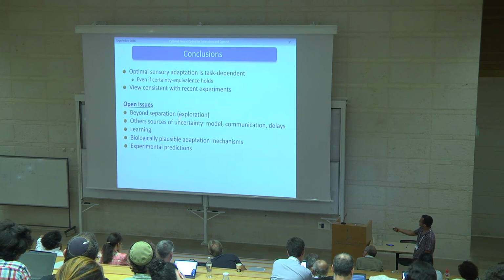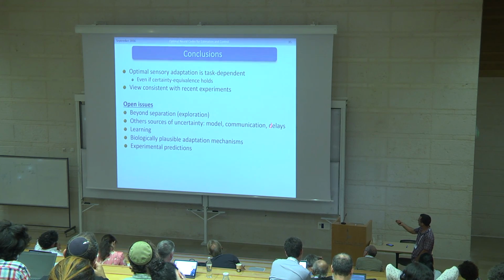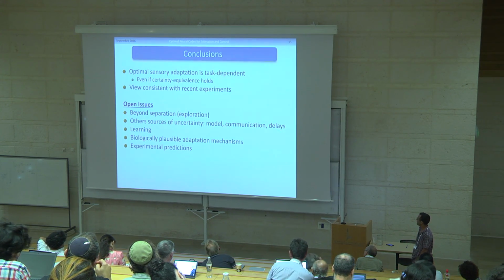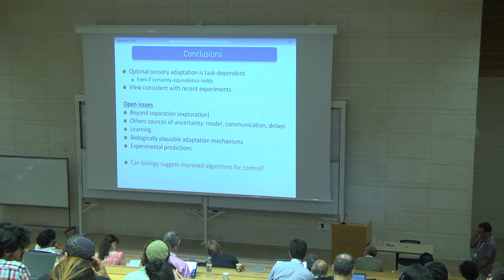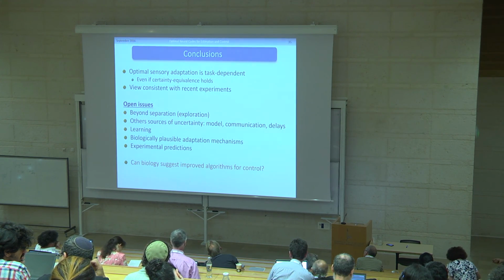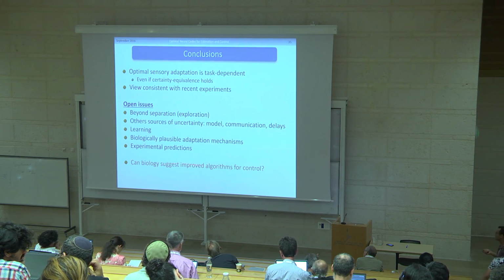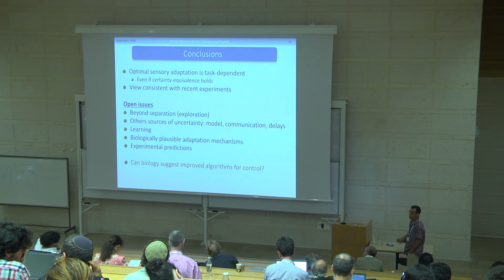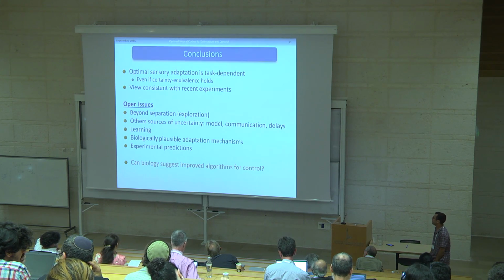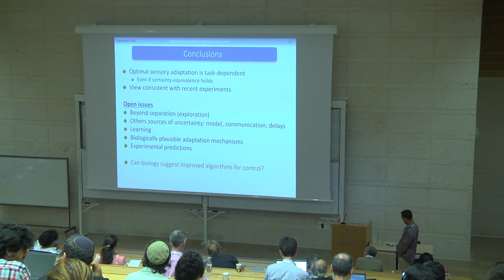And other sources of uncertainty, like model uncertainty, communication uncertainty, delays, what have you, many other interesting aspects which are relevant. What I'd like to take away from this is the question whether biology can suggest improved algorithms for control. And this, I think, is a deep question which interests many of us, and I think is still very much open.